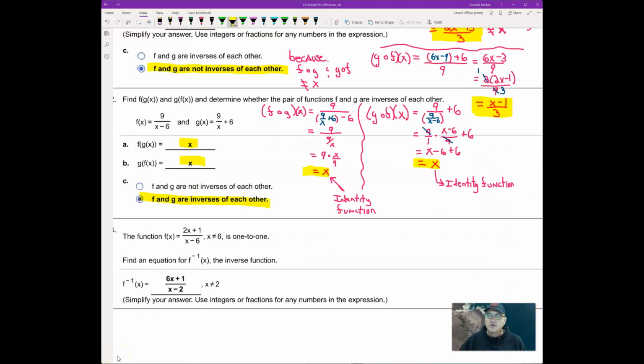All right, the second question is asking you to do the same thing. So I do my two compositions. Here's the composition with g as the inner function, and the composition with f as the inner function, and the associated algebra. When these simplify, they both become x. So they both equal the identity function when you do the composition. Therefore, they are inverses of each other.